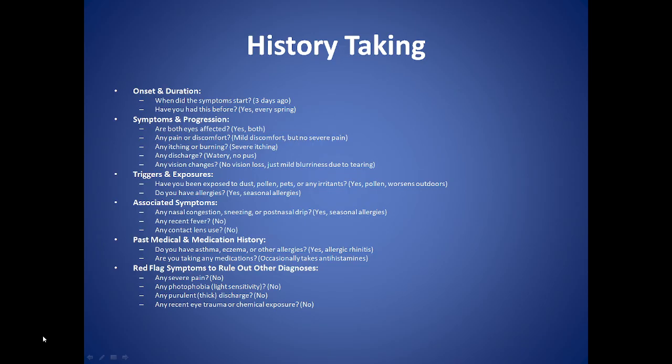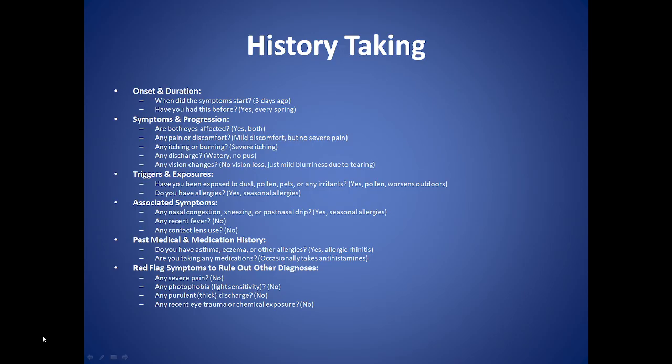Asking about itching and burning, in this case they had severe itching. Any discharge, they had watery and no pus. Any vision changes, they didn't have vision loss, but due to tearing they had some blurriness.